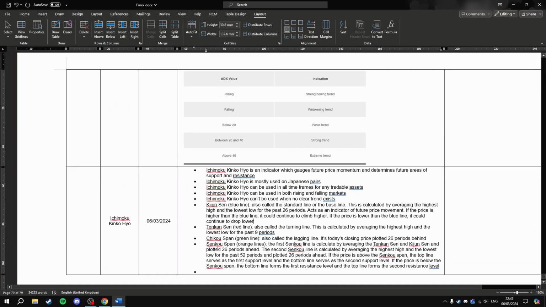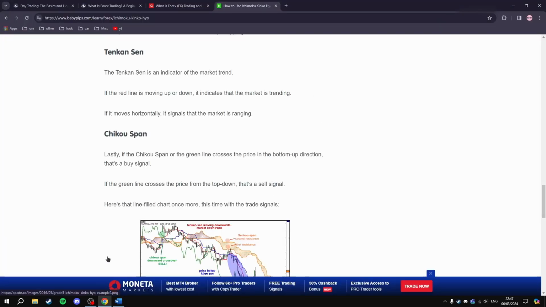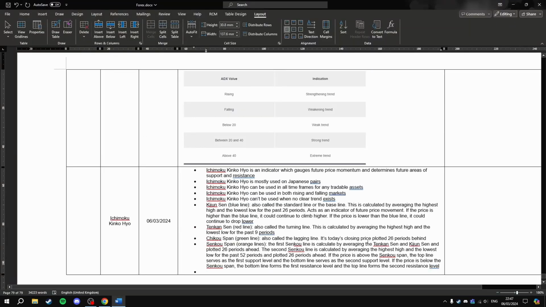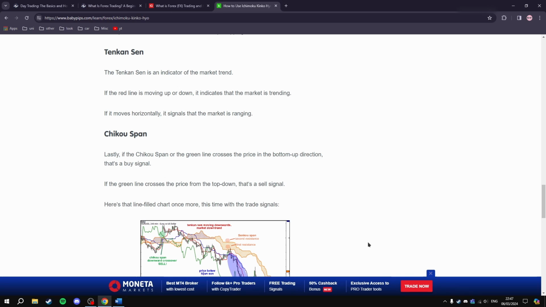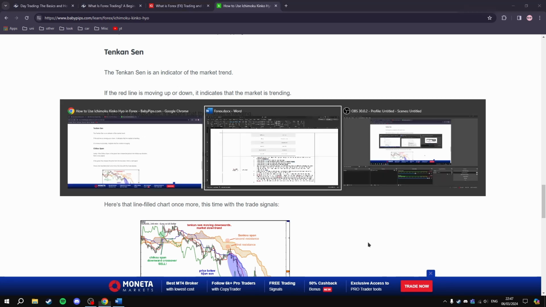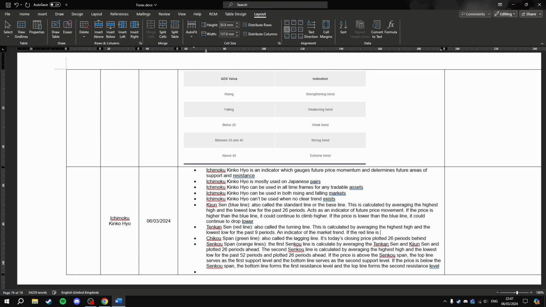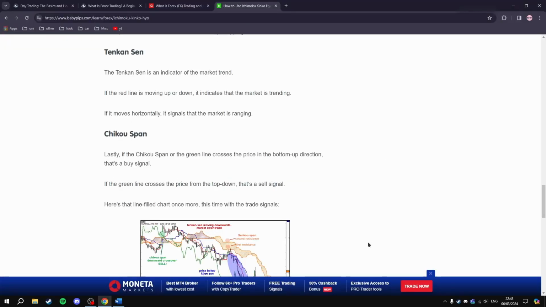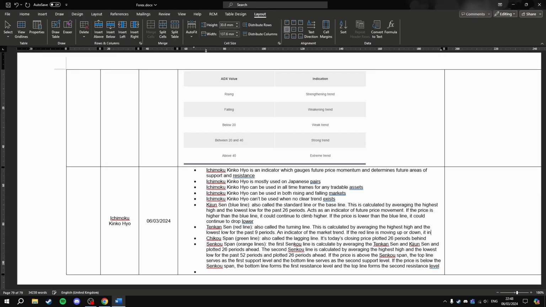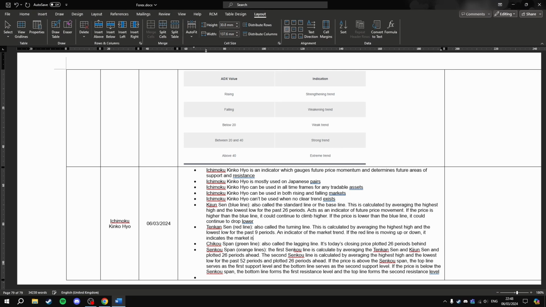Tenkan Sen, that's the red line. The Tenkan Sen is an indicator of the market trend. If the red line is moving up or down, it indicates that the market is trending.